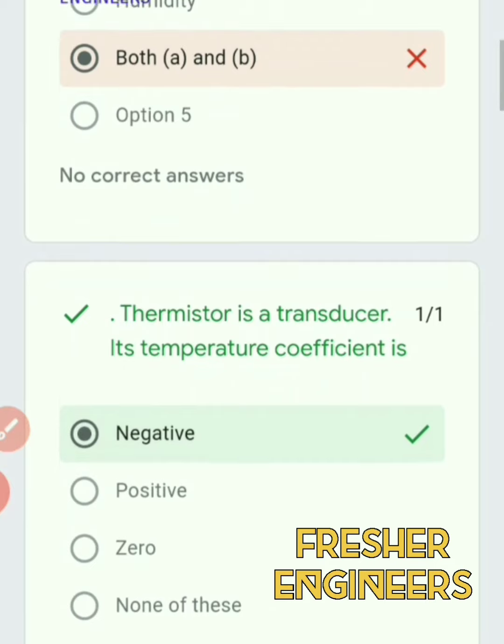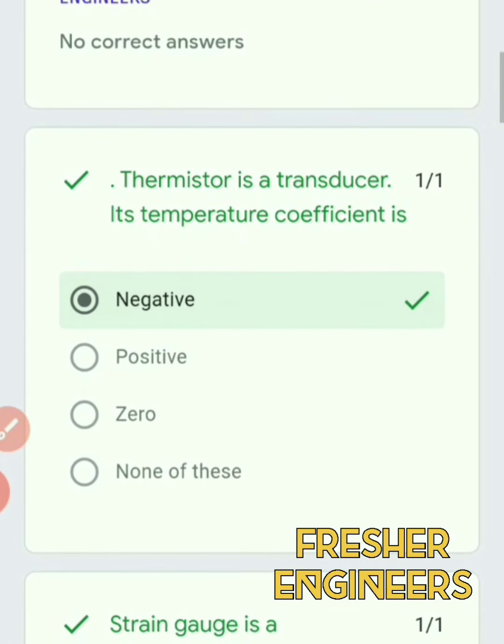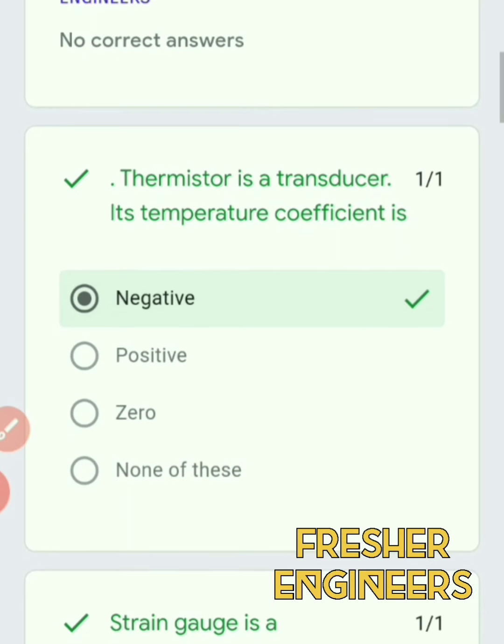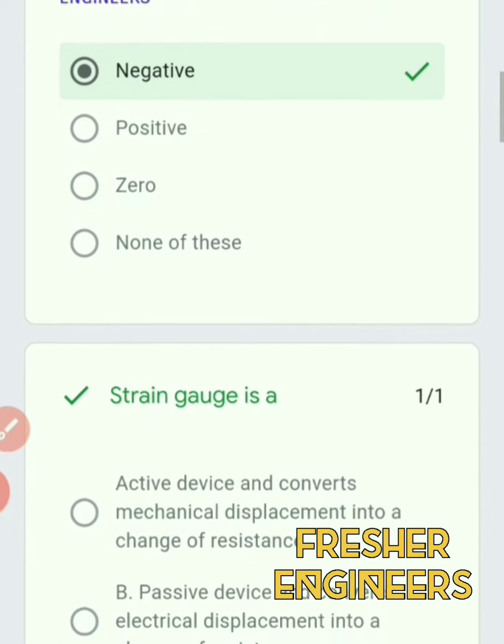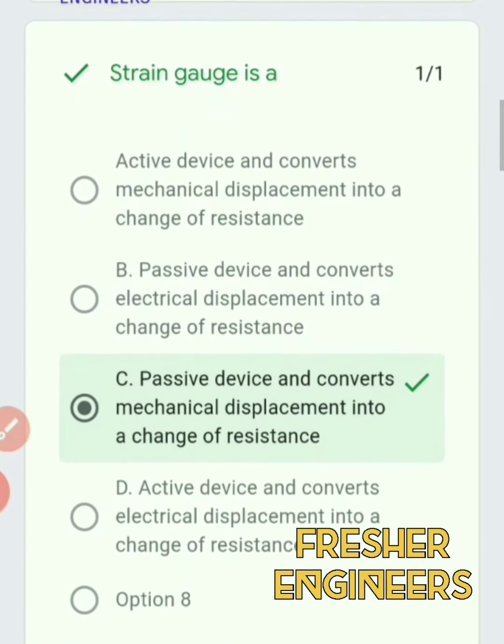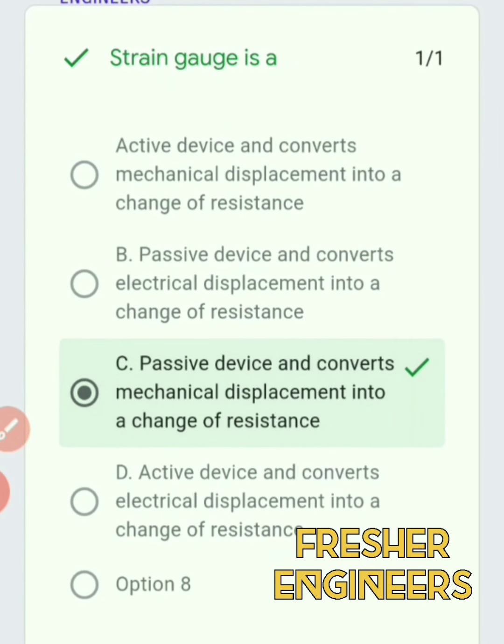Thermistor is a transducer. Its temperature coefficient is negative. The correct option is A. Strain gauge is a passive device and converts mechanical displacement into a change of resistance. The correct option is C.